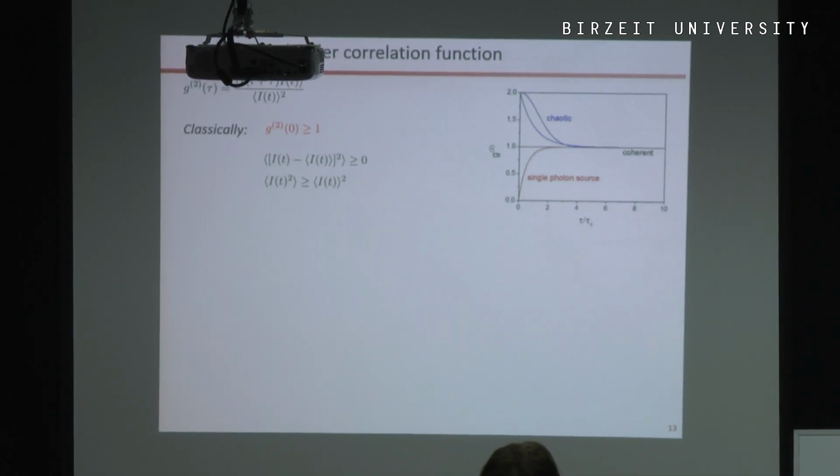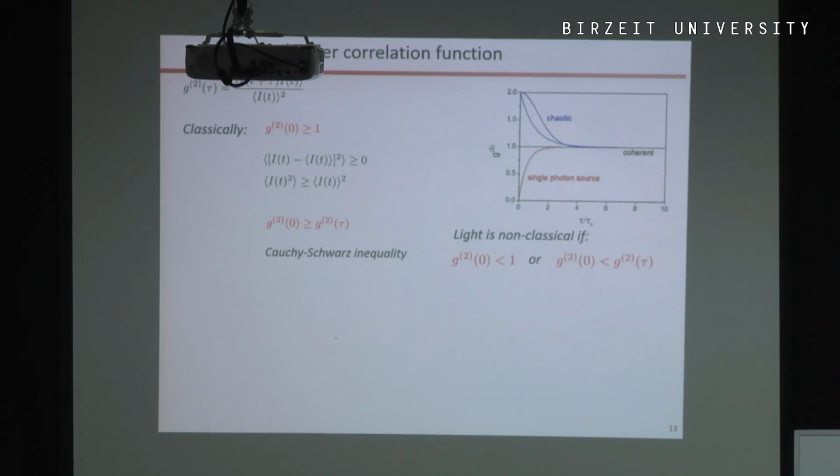But before I go to that, there is one more inequality that I am not going to derive, but there is a second condition for light to be classical, and that is that G2, the value of this correlation at time 0, has to be bigger or equal to the value of the correlation at longer times. This is called the Cauchy-Schwarz inequality, and whenever one of these two inequalities is not fulfilled, light is non-classical. So we have two conditions for light being non-classical.